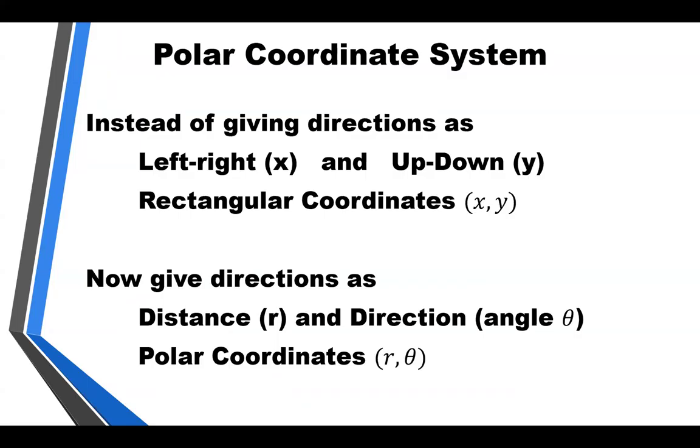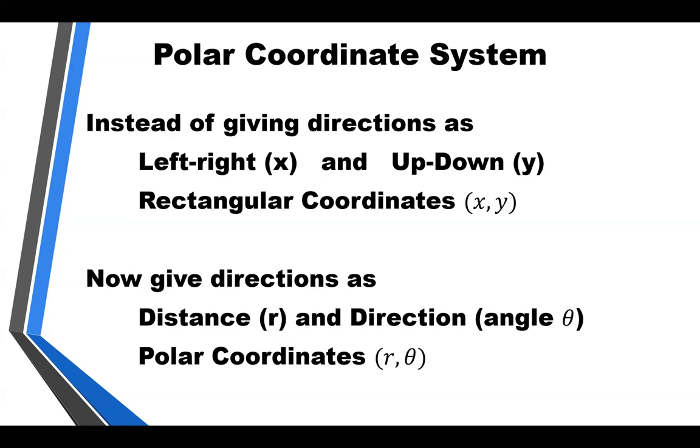Normally, what we deal with is what we've been calling the rectangular coordinate system, where we find points by using X and Y. X is traditionally a left-right movement, and Y is an up-down movement. And that's how we essentially give directions when we're mapping out a point on the XY axis. We say how far in the X direction do we move, how far in the Y direction do we move.